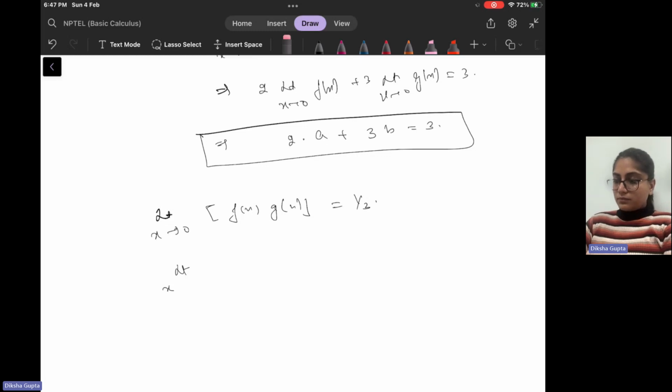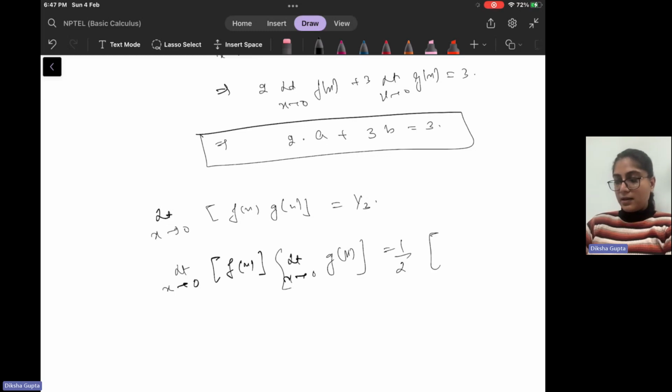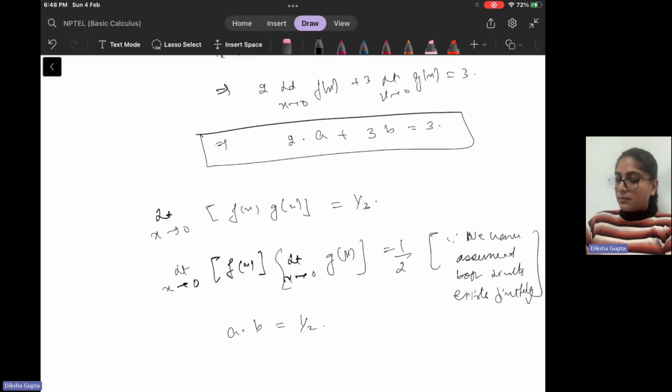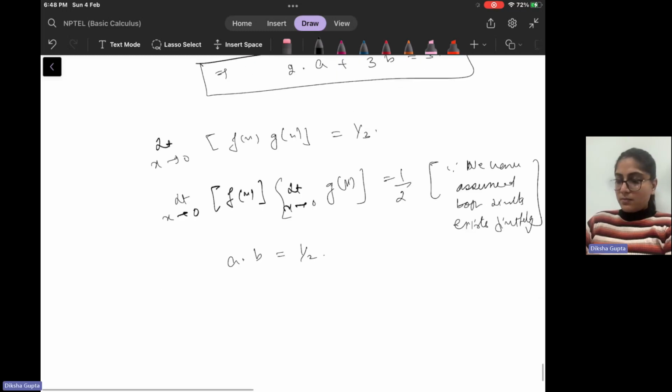So limit x tending to 0 we can separate it because both limits exist, just don't blindly do anything and everything. Just because we have assumed both limits exist finitely, this is a into b is 1 by 3. So this is one more equation you have got. So you have two variables, two equations, you can solve it.